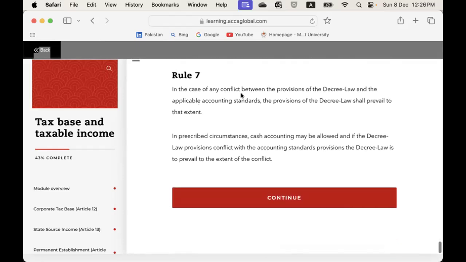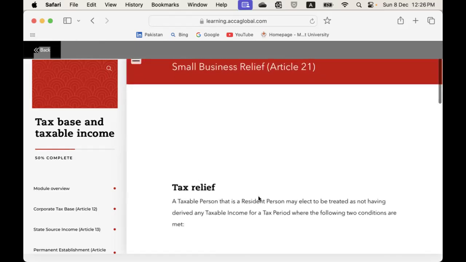In case of any conflict between the provisions of the decree law and the applicable accounting standard, the provisions of the decree law shall prevail. And this has actually happened, especially for those items which will never be reclassified to the income statement, OCI items. So in prescribed circumstances cash accounting may be allowed, and if the decree law provisions conflict with the accounting standards, the decree law shall prevail. So very rarely is cash basis allowed.